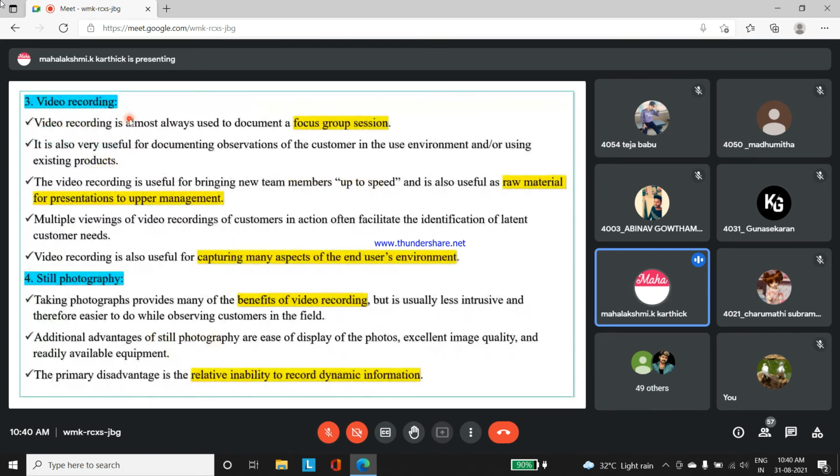Video recording is used when they organize some 2 or 3 hour meetings of 8 to 12 customers, focus group sessions. They followed this method, video recording. The documents are observed, documenting observations of the customer in the use environment. For example, they have recorded some video of some customers who are using the existing product. What are the drawbacks they have found that can be rectified with the new products? So these steps are involved.